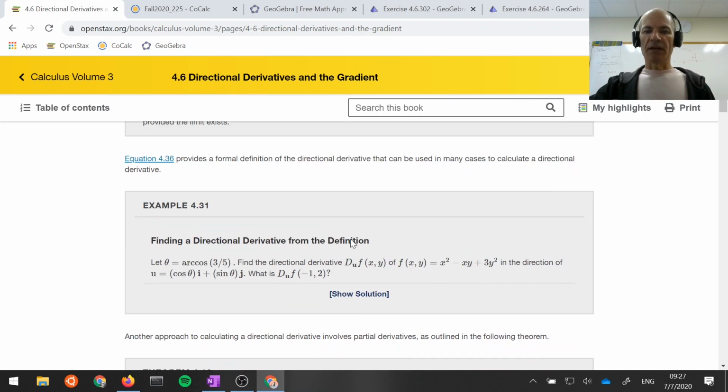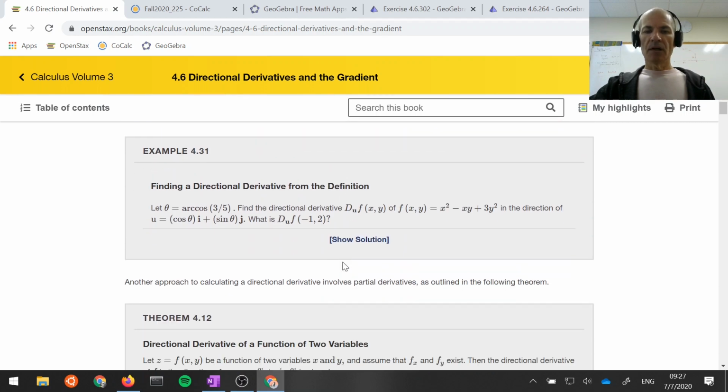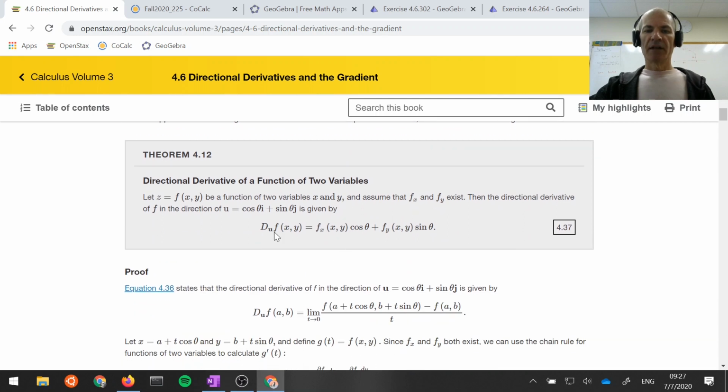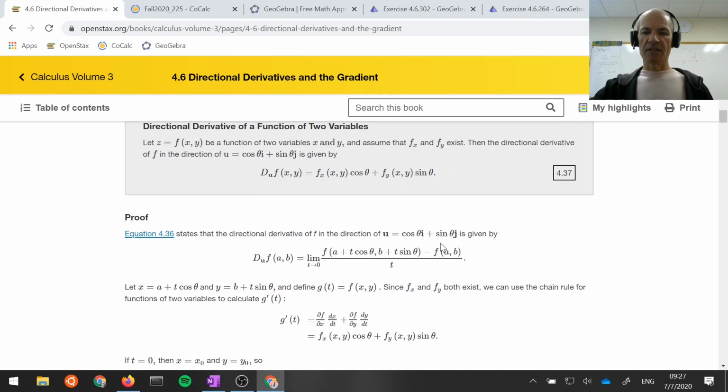If we use this definition, we can quickly rewrite the directional derivative of f in the direction u at the point (x, y) as this expression: the partial of f with respect to x times cosine theta, plus the partial of f with respect to y times sine theta. We add them together and we get this. The proof is not terrible.